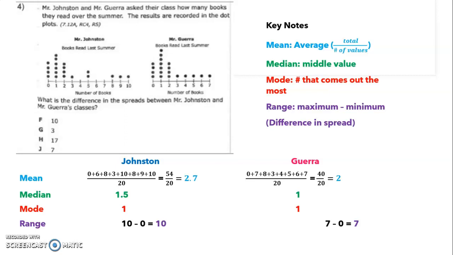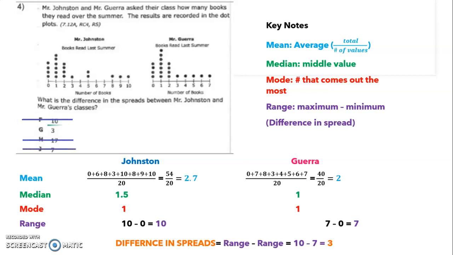So I'm going to take 10 minus 7, and of course I'm going to get 3. So that gives me the answer, letter G. So for number 4, the answer is G. Okay, I recommend you write these notes down, guys. You're going to need this for next year. Okay, moving on to number 5.